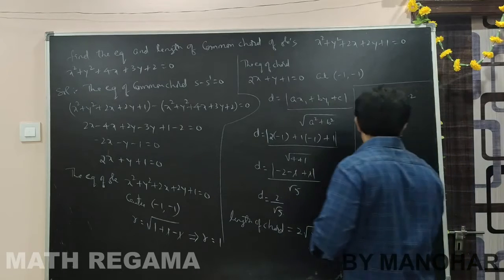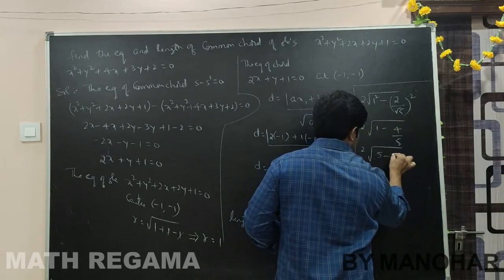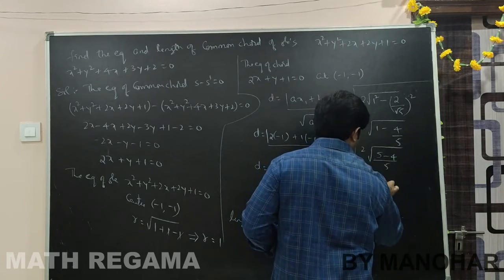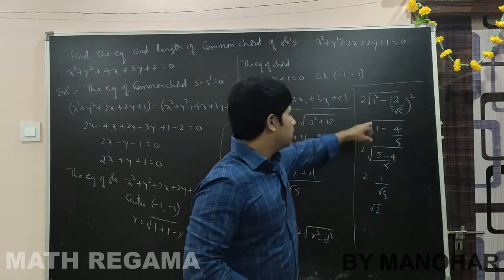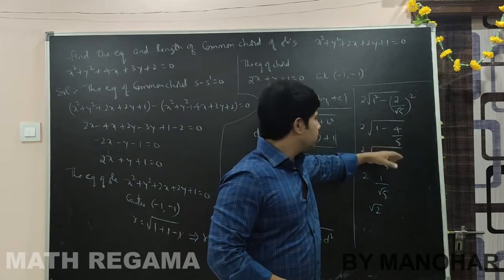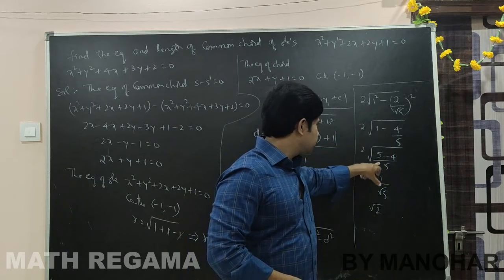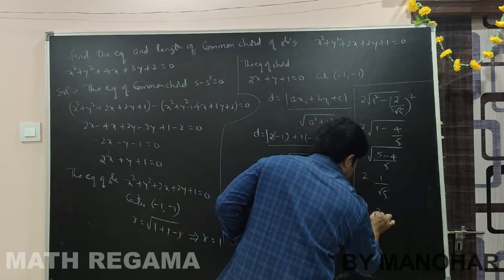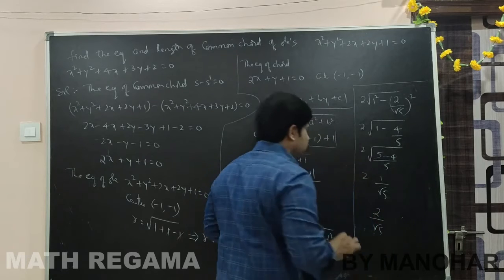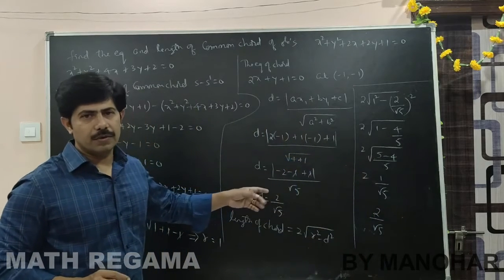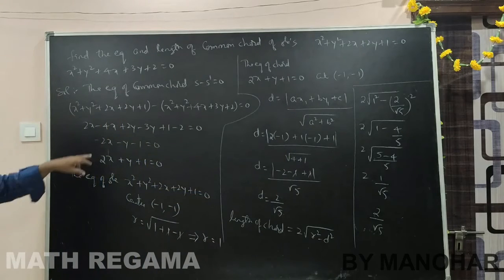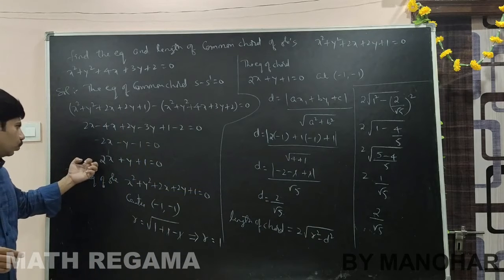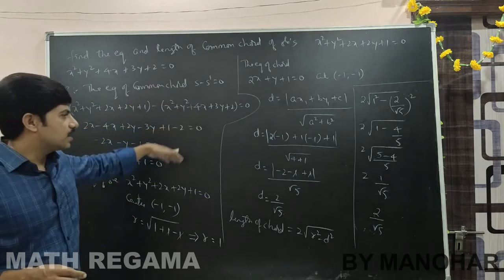If I take the LCM, I'll get a different value, 5 minus 4 by 5. What is 5 minus 4? It is 1 by root 5. See, 2 square is 4 and root 5 whole square is 5, so 4 by 5. I am taking the LCM, so I am getting 5 minus 4 is 1 by root 5. Then the final result is nothing but 2 by root 5. So the length of common chord we are getting is 2 by root 5. Why this mistake happened is that I took the minus sign common and forgot to write 2. That is the reason I went wrong. So please correct this and solve the problem.